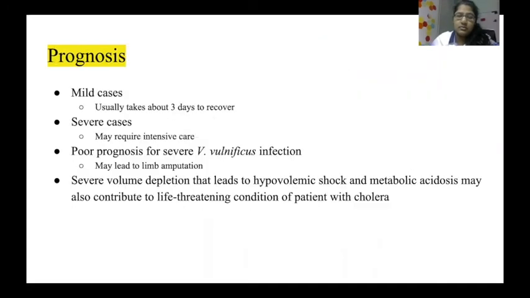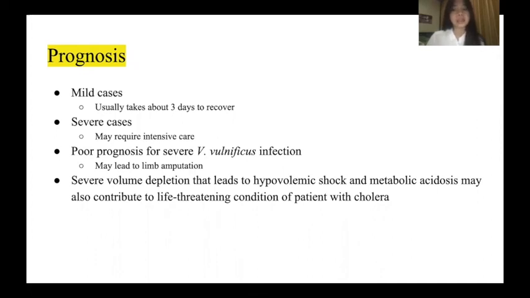Now I will explain about the prognosis of Vibrio illnesses. The case fatality rate for Vibrio cholerae infection in most affected countries is less than 5%, while during an outbreak, the case fatality rate can reach up to 50% in another country.